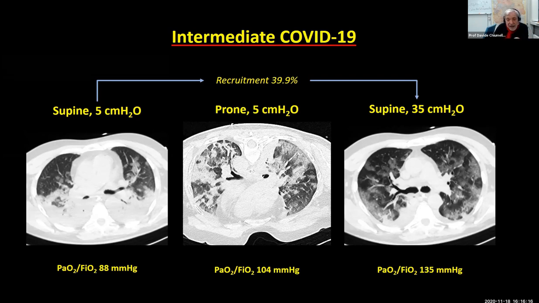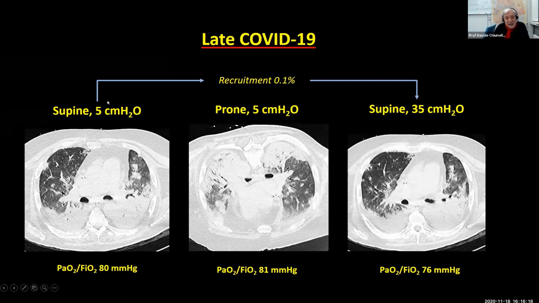Let's go a little bit more advanced. Here supine 5, supine 35, recruitment 0. Look at the density. They all stay here. That means we change from atelectasis as a cause of density mainly to fibrosis.